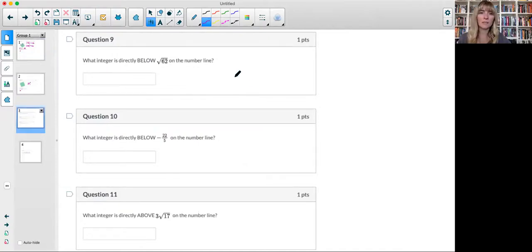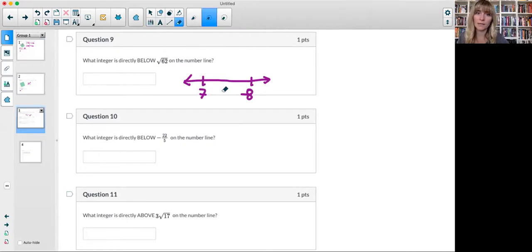It talks about the integer directly below or above. This was when we were putting it on a number line, and we just had the 2 scale markings. So the first thing I'm going to do is type in my calculator square root of 62. If I'm good at guessing, square root of 62 is just a little bit less than square root of 64. So I actually already know that I'm here.